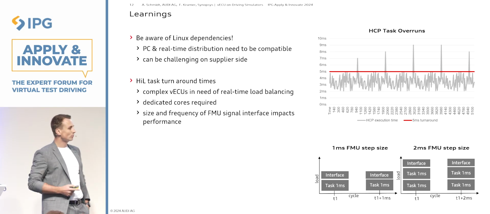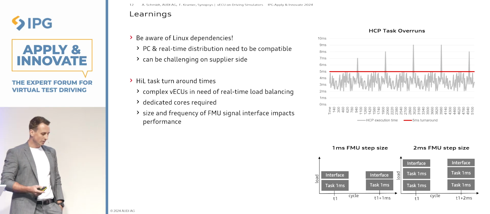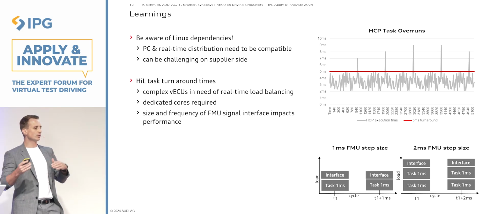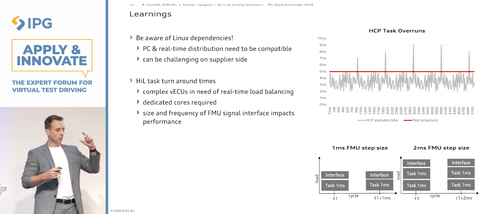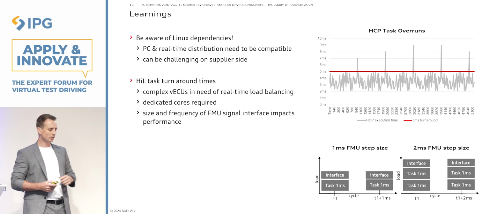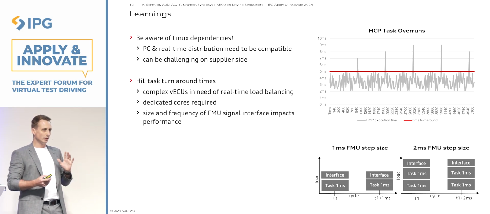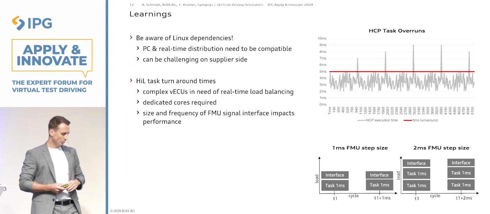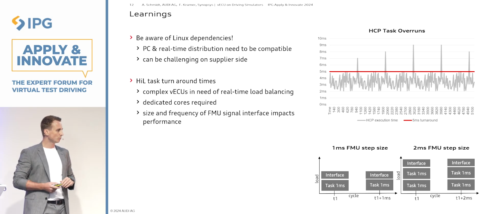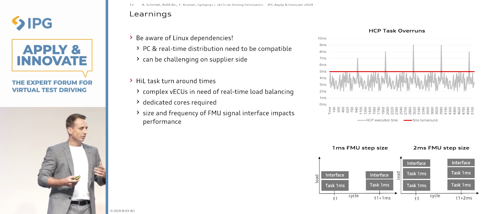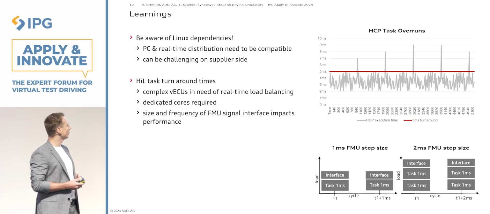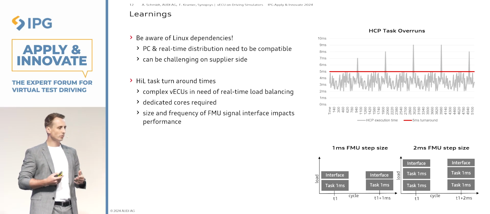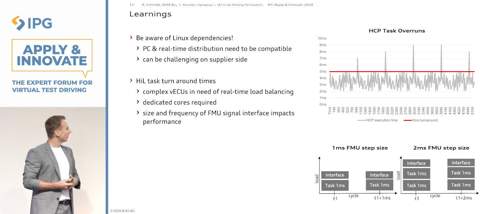We had a task overrun every 1 second, and in the end, we had to balance the load of the virtual ECU to always meet real-time requirements. That was a bit of simulation engineering that is necessary. Also, you need dedicated cores to run the simulation model, but this is typically not a problem. Another thing that we learned is that the interface plays a big role, especially when you compare it to the step sizes that you want to execute the model in.